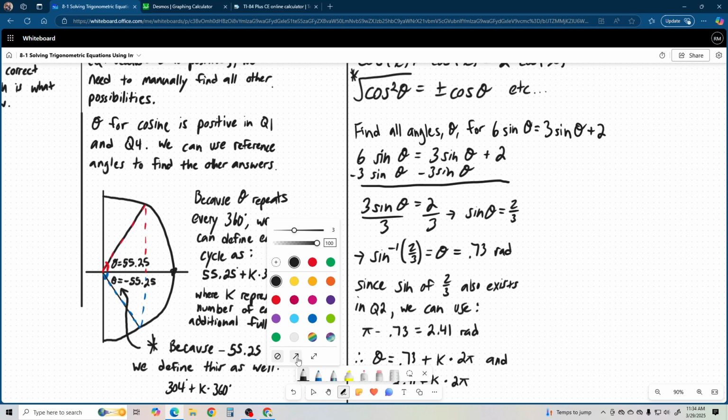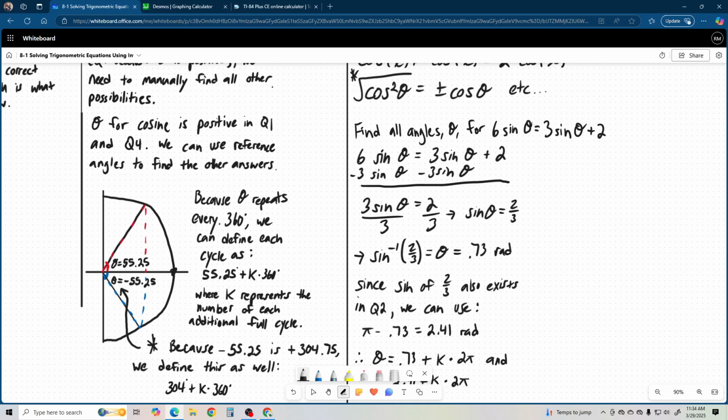So when we talk about this, because theta repeats every 360 degrees, we can define each cycle as 55.25 plus k times 360 degrees. What this is saying is, if we have a unit circle and we know that theta is this distance here, it's also going to continuously repeat infinitely. So yes, it's this distance here, but it's also this distance here, and this distance, and this distance. You see how we keep going around and around and around.